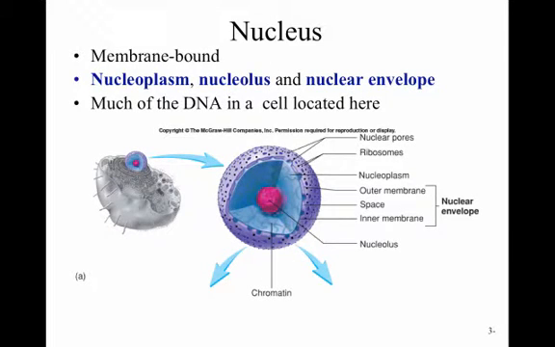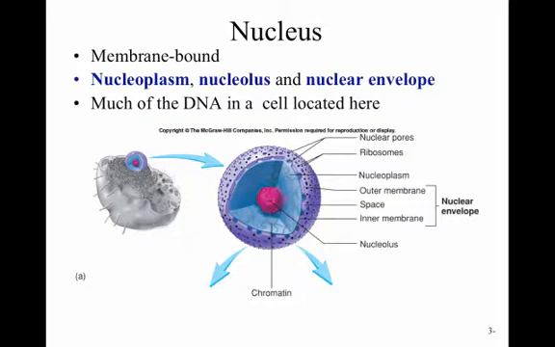So first is nucleus. Nucleus does have its own membrane. That membrane is called the nuclear envelope, and there's an inner and outer membrane with pores that allows mRNA to get out. So do you guys remember what RNA does? Right. DNA gets transcribed into RNA, and then the RNA is what the ribosomes attach to make proteins.